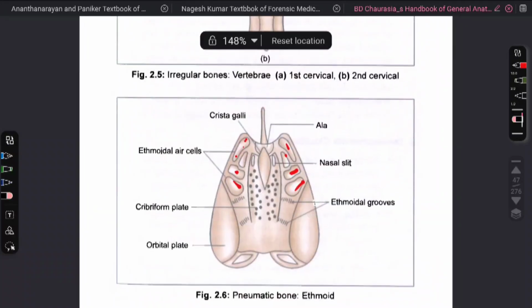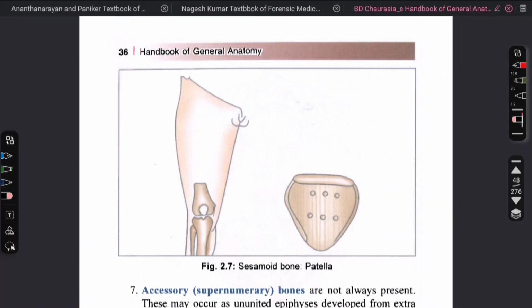Then if we go towards the next example, that is your sesamoid, you can see the patella bone. See, focus here. So this is the patella. It is a sesamoid bone and it's present at the knee. This is the space where it is present.